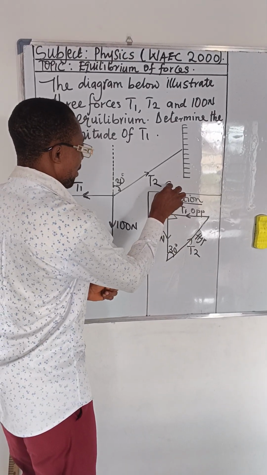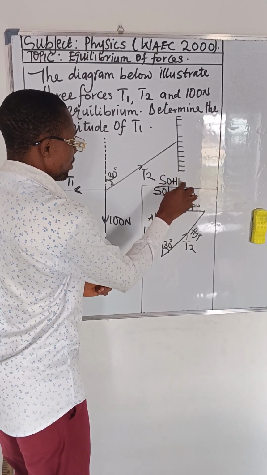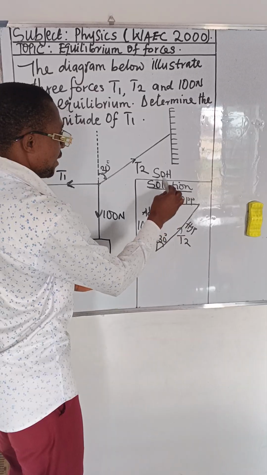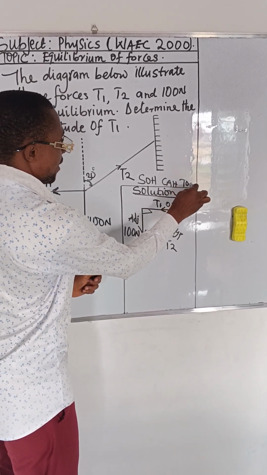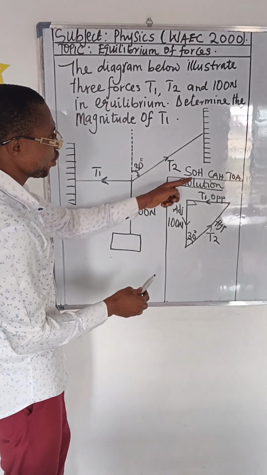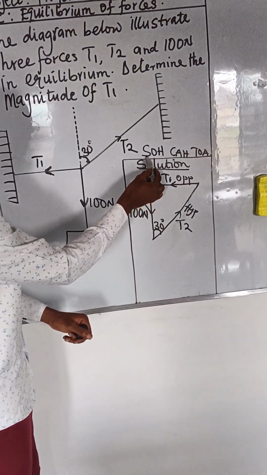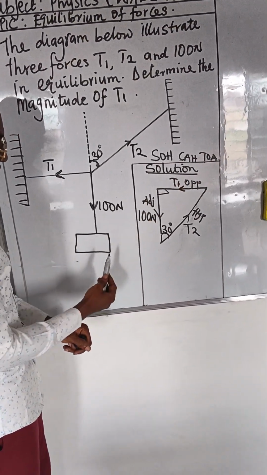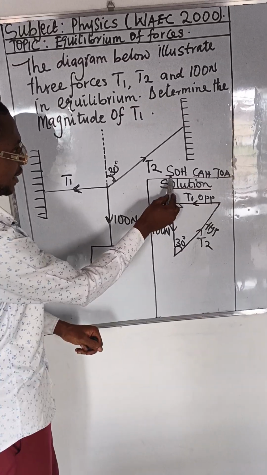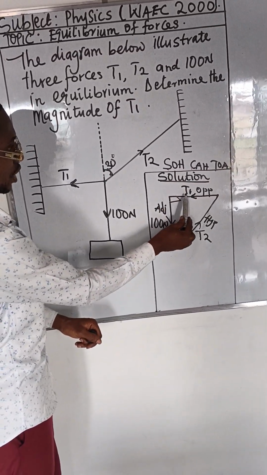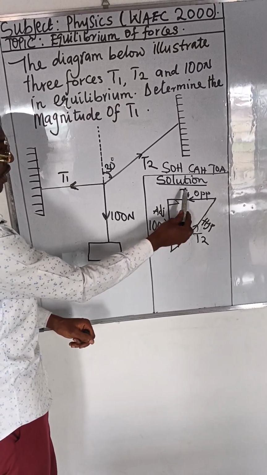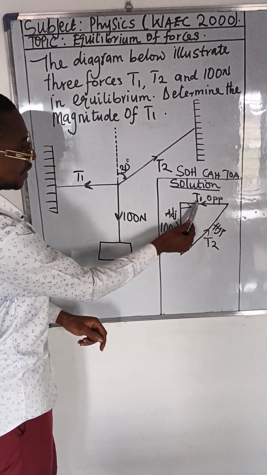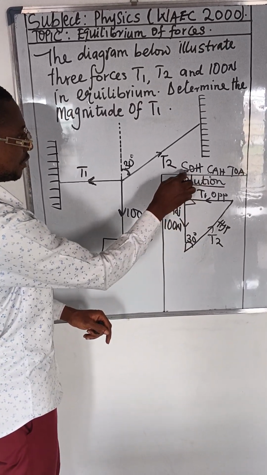Let us reference our acronym, SOHCAHTOA. Always reference it whenever I'm talking about an angle here. Now let us know which one we're going to use. Are we going to use sine, cos or tan? Let's check. If we use sine, that is opposite over hypotenuse. This is opposite, this is hypotenuse. We cannot use sine because none of them is given. T1 and T2 are not given.